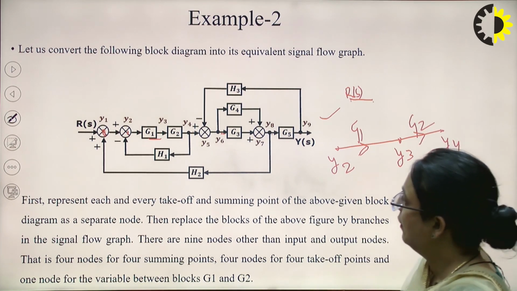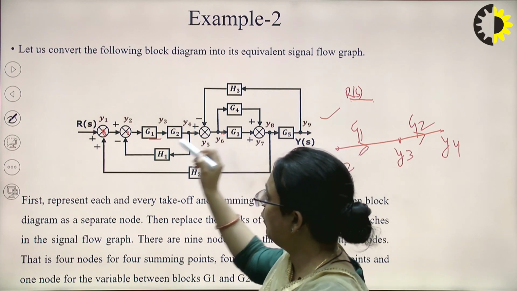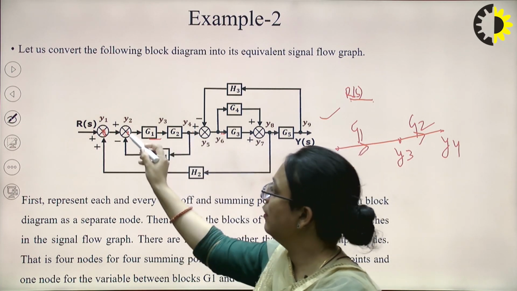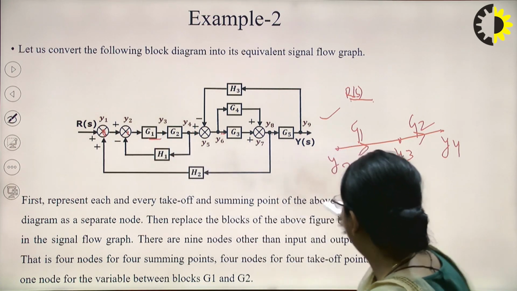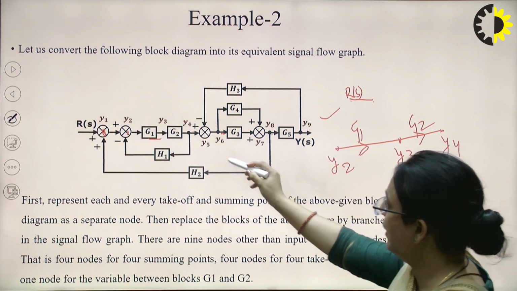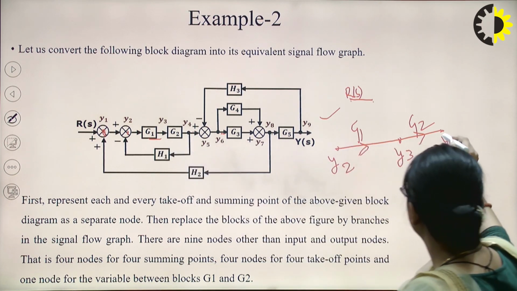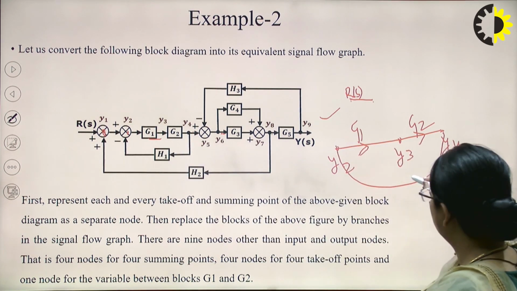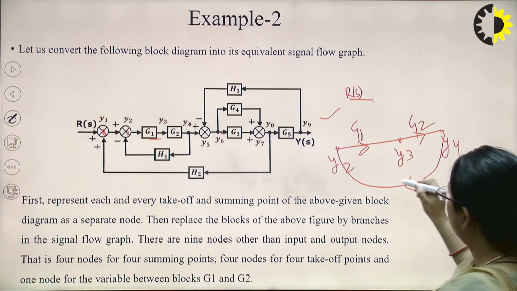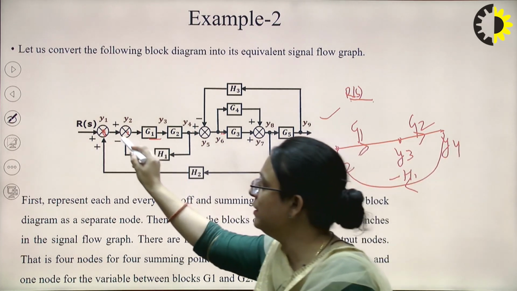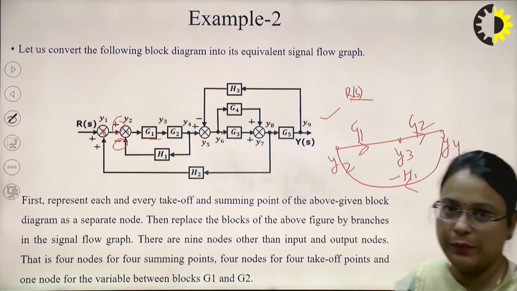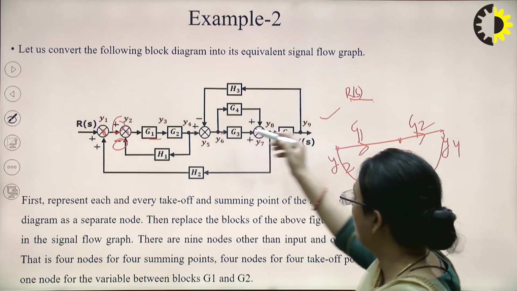Now similarly, between Y4 and Y2 we have a feedback loop with the gain H1 and a minus sign. So you can draw it from Y4 to Y2, and connect it like this. The signal is like this, and the gain will be minus H1. We have to consider the signs of the summation point. Similarly, you can draw this.